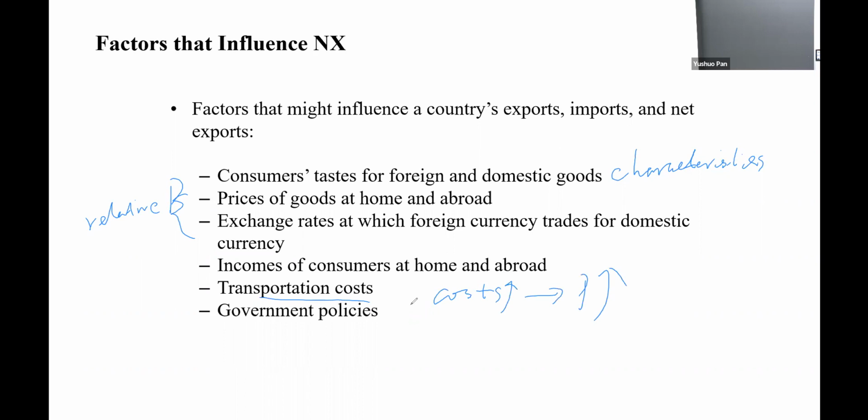The last one is government policies. This one is easier to understand, right? If the government prefers its citizens to trade with others, then the government is going to publish some good policies to encourage citizens to buy foreign stuff. On the other side, if the government prefers to close the economy, then it is going to enact policies that forbid its citizens to trade with others, and that will decrease international trade.